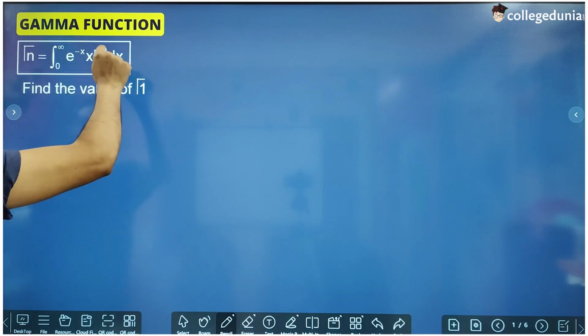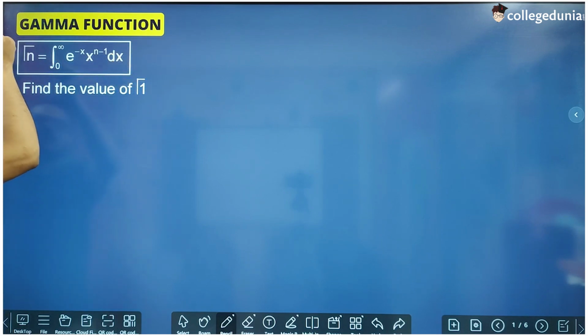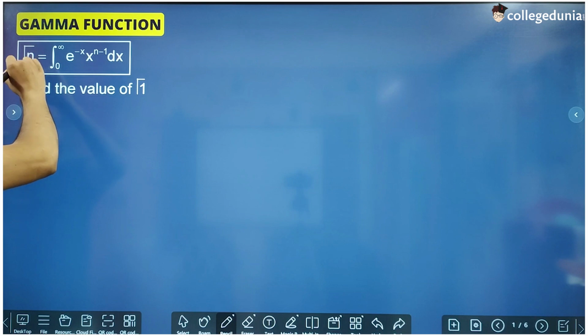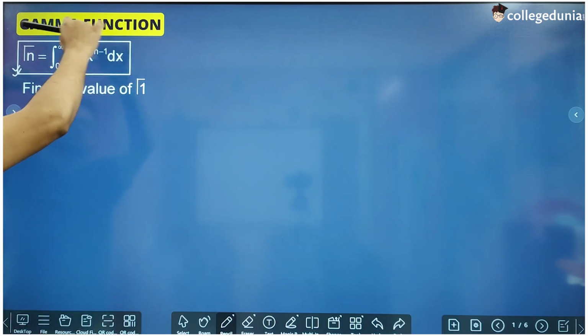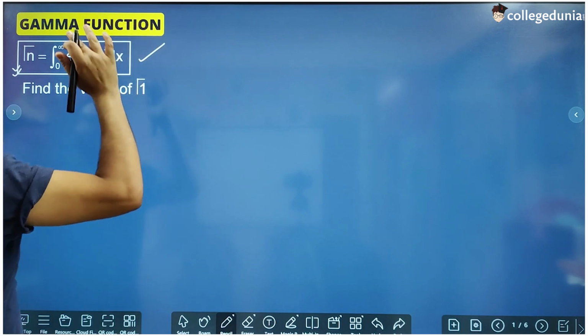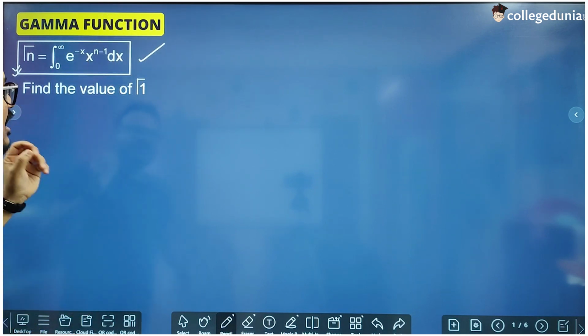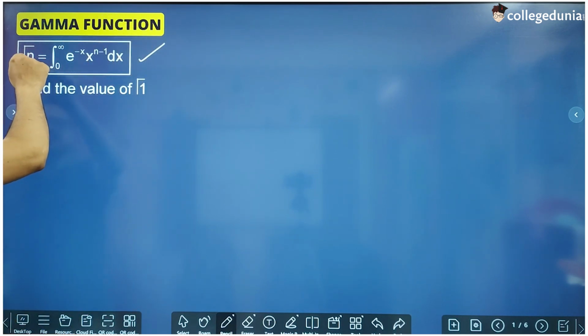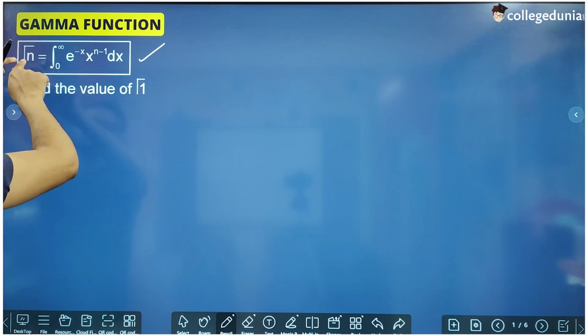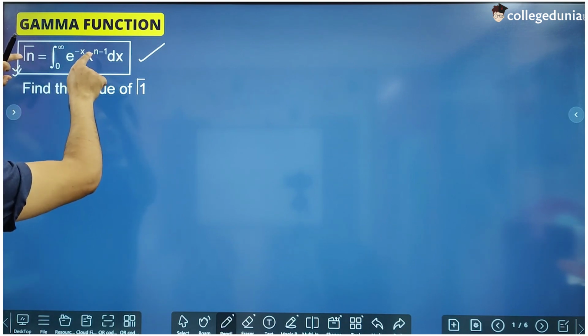So this is the expansion of the gamma function, which is written as this, and it is read as gamma n or gamma of n. So this is the gamma function. For example, if any value is written in place of n, then we have to put that value in this integral in place of n.